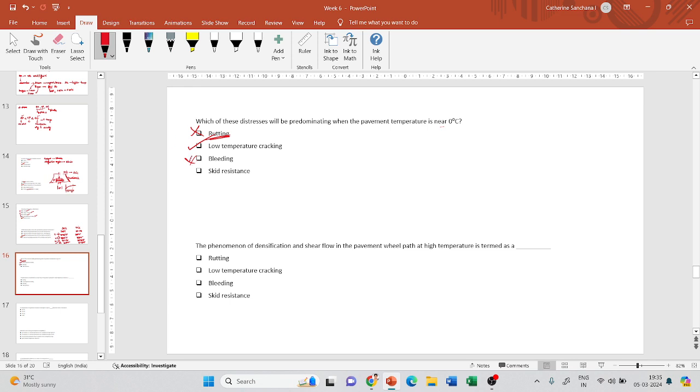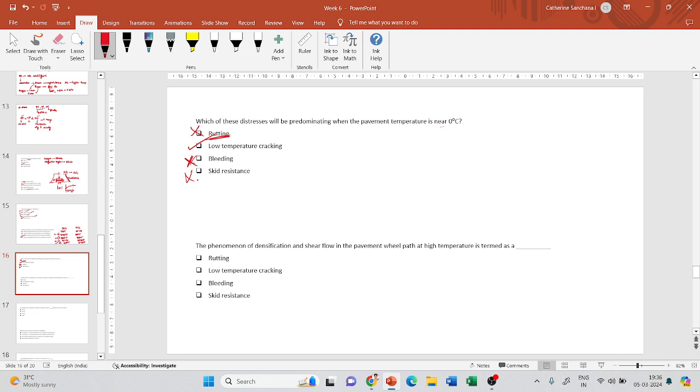So this is what constitutes bleeding. And skid resistance, obviously it will have skid resistance, but skid resistance will occur when the bitumen has flowed out. When there's bleeding, then all the bitumen is on top and there's no skid resistance, right? The vehicle is prone to skidding. So this is also not the answer.